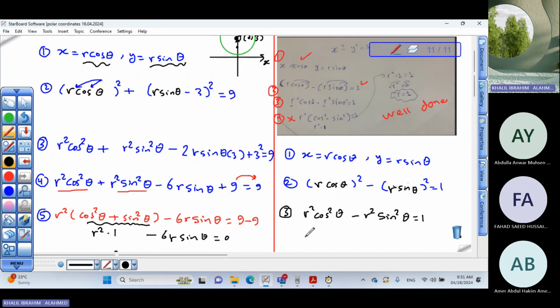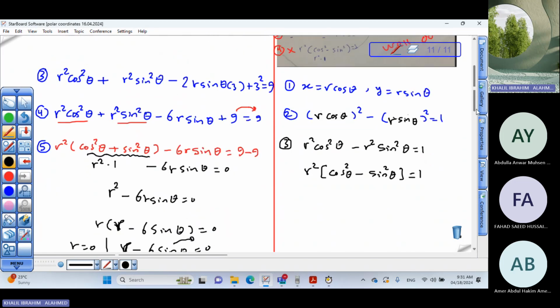We can take r squared as a common factor, cosine squared minus sine squared. Okay, don't forget the angle here is theta. This equals 1. Now we can replace what?